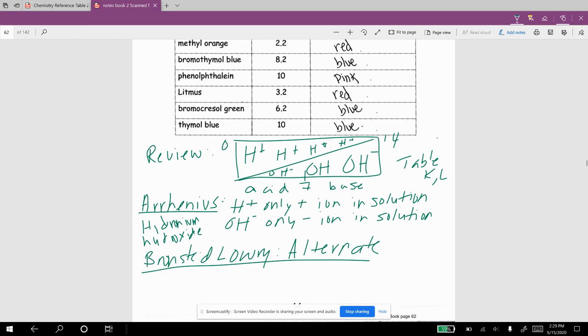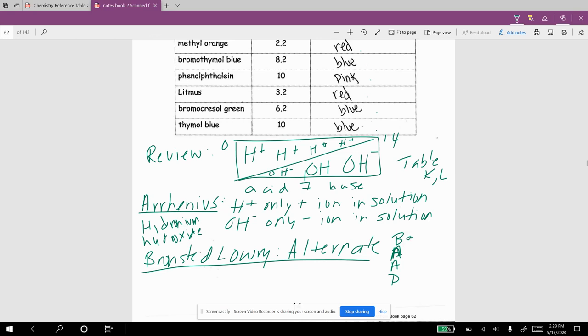Now with our Bronsted-Lowry theory, this is the alternate theory. It's the one that students don't like because it's harder. And that's why I like to call this the bad theory. Usually I do this around Easter time and show a little picture of a cute little lamb or something.